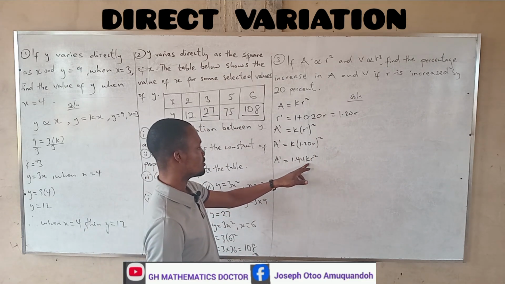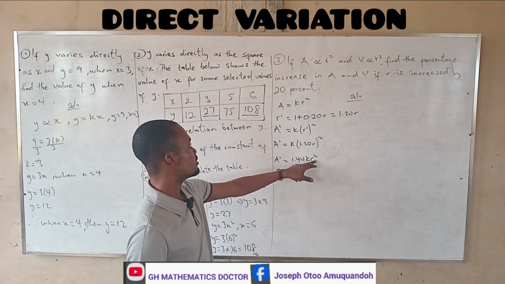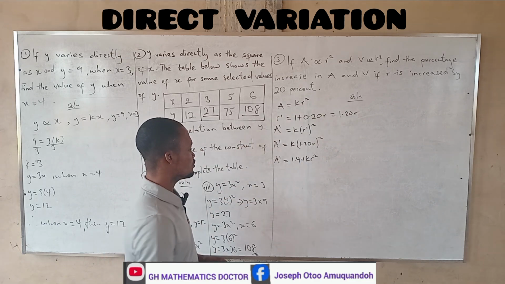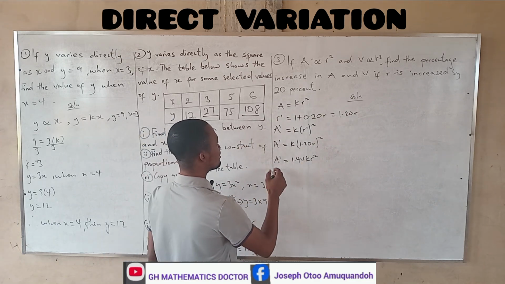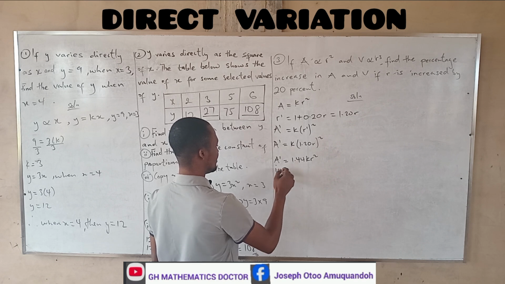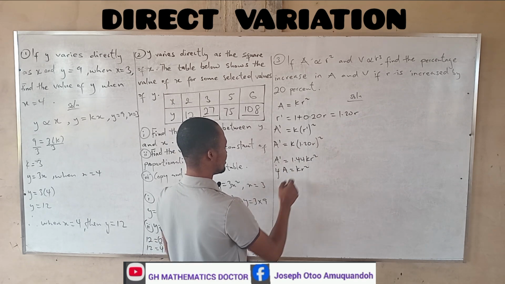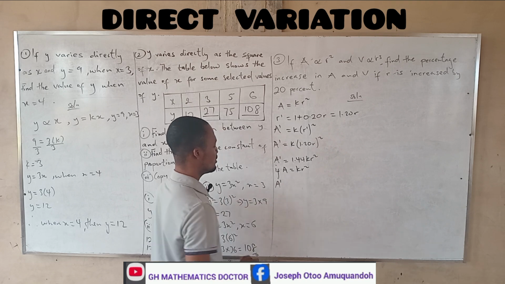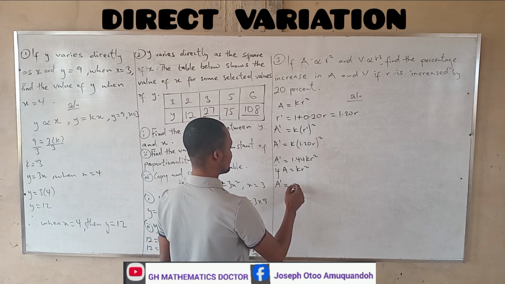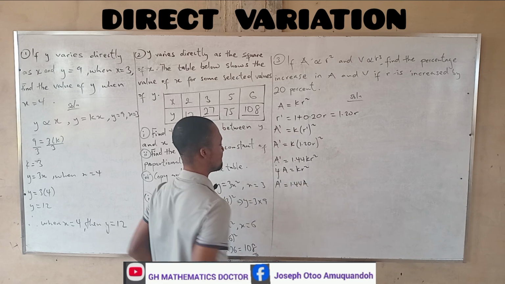Now, let's do a little comparison here. KR squared is the same as KR squared here. So if A is equal to KR squared, you are going to do substitution. So you're going to say that A prime is equal to 1.44 A. And that is it.